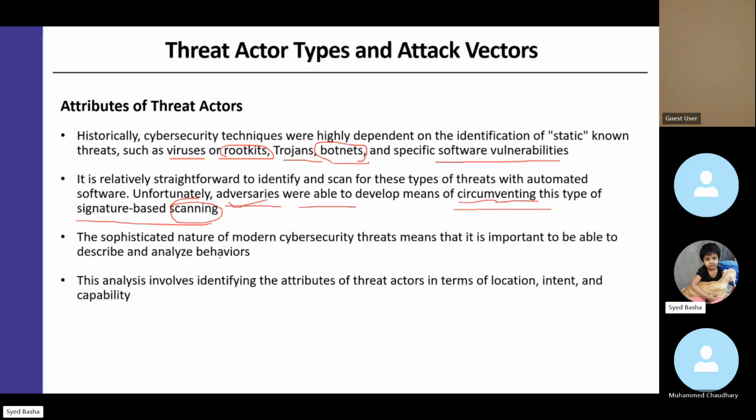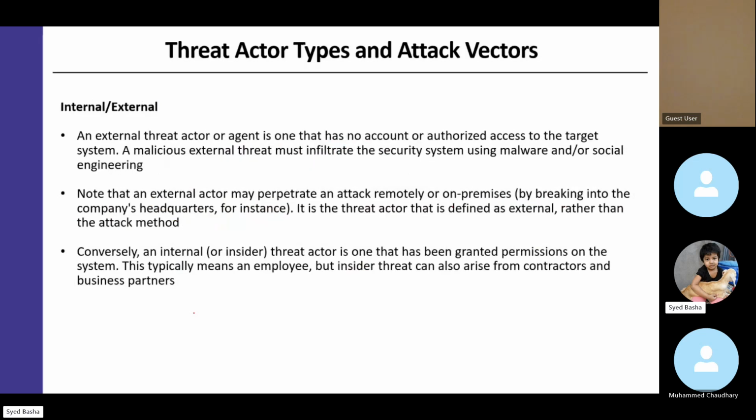There is also a sophisticated nature to cybersecurity threats. That means it's very important to be able to describe and analyze behaviors. This analysis involves identifying and attributing threat actors in terms of location, what their intention is, and what they can do as a capability. So it all matters when it comes to threat actors.